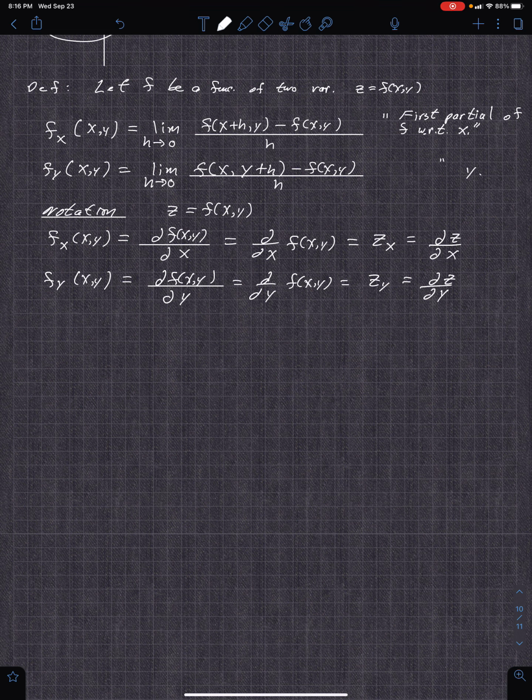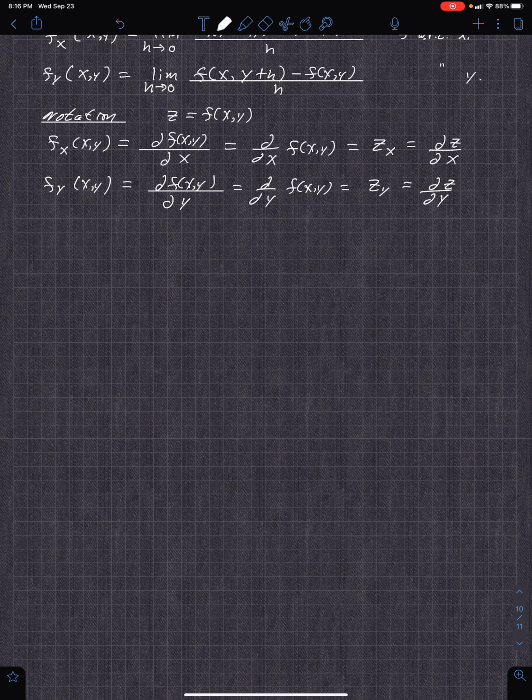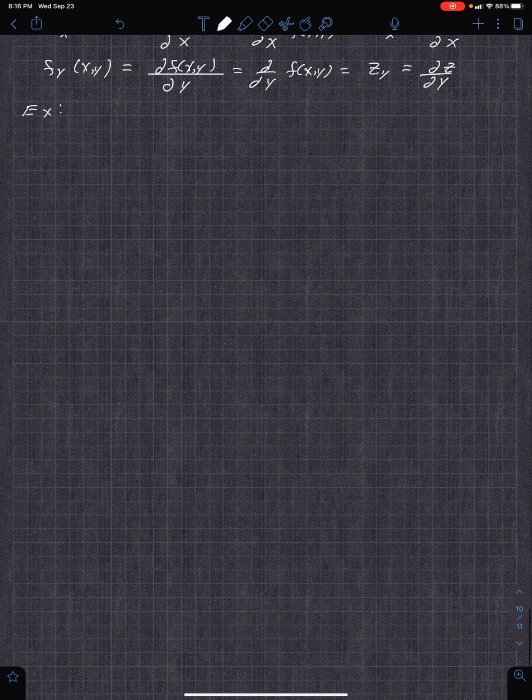All right. Let's look at what you do. So this is the mechanics of how you take the partial. So we don't say derivative anymore. We actually say partial, unless it's just a single variable, which this isn't. So if you have a function of more than one variable, then we say partial. Let's look at this example. So what do you do when you do a partial?